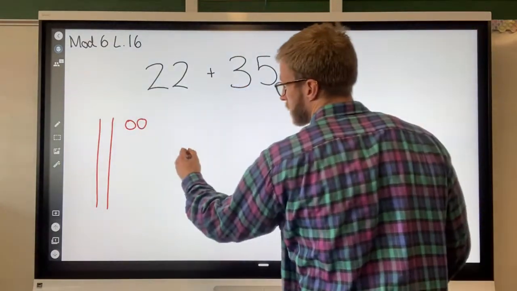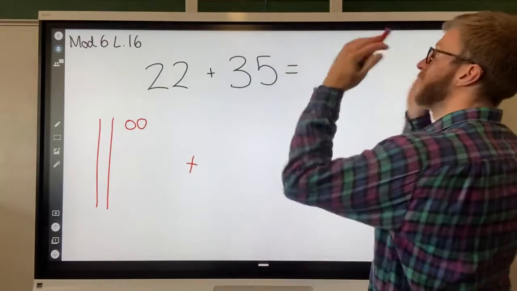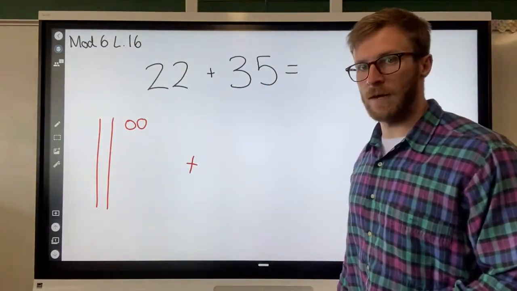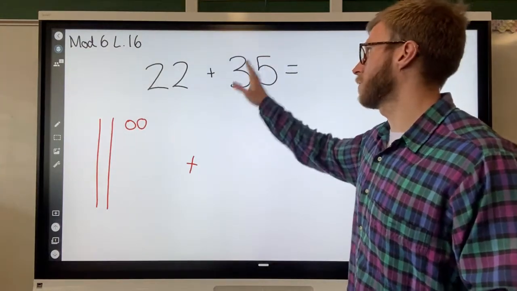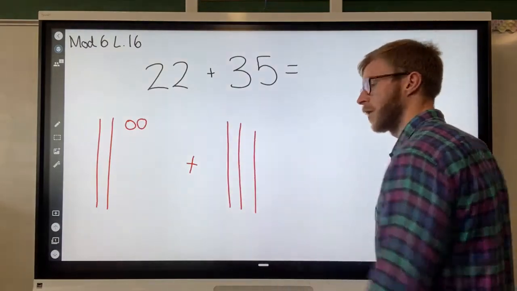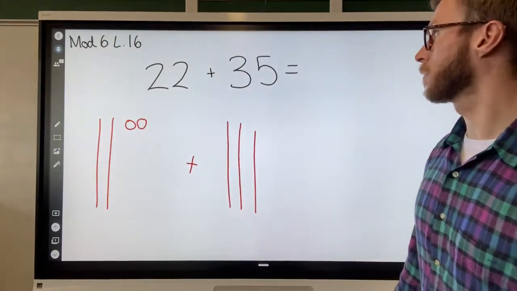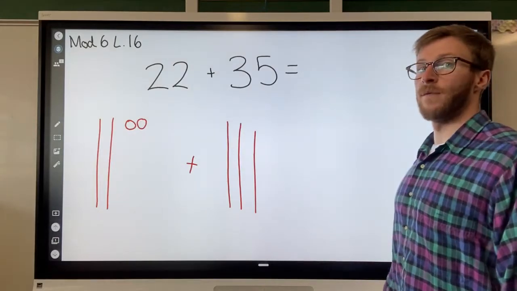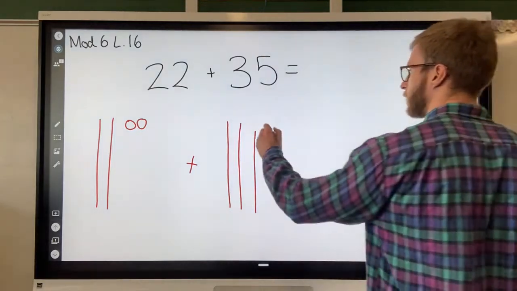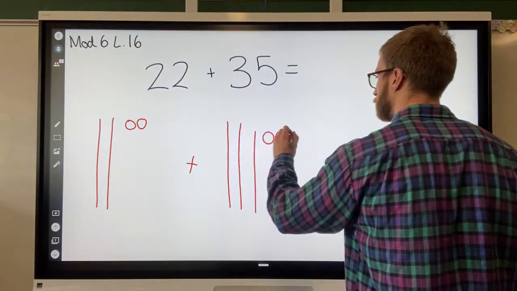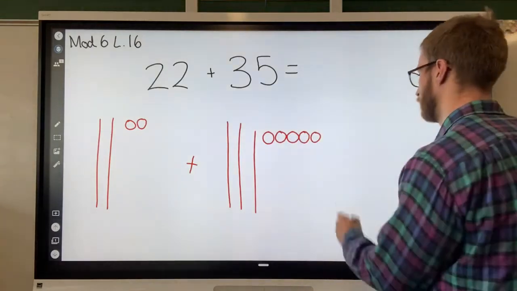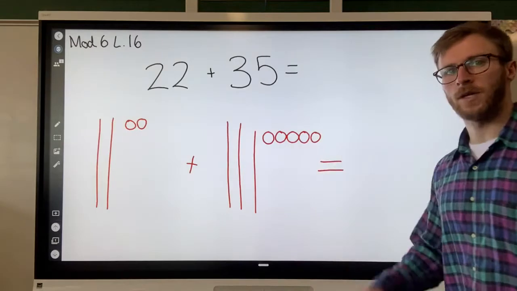Now we need to bring down our plus sign. And we need to now create the number 35 in picture form. So how many tens does 35 have? 3 tens, 5 ones. So we have 3 tens. Let's go 1, 2, 3. Go ahead and do that now. Then we have 5 ones we need to draw. So we show our ones with circles. So we're going to draw 5 circles. 1, 2, 3, 4, 5. Put our equal sign in there.